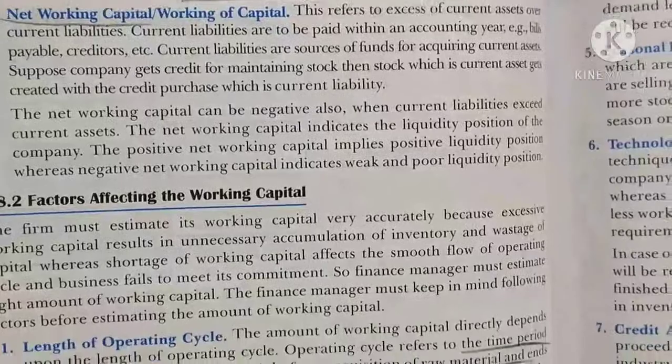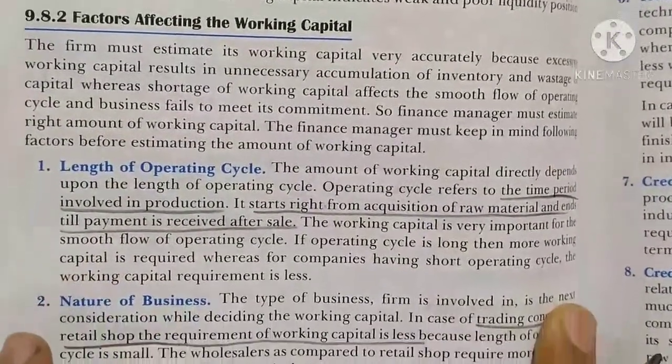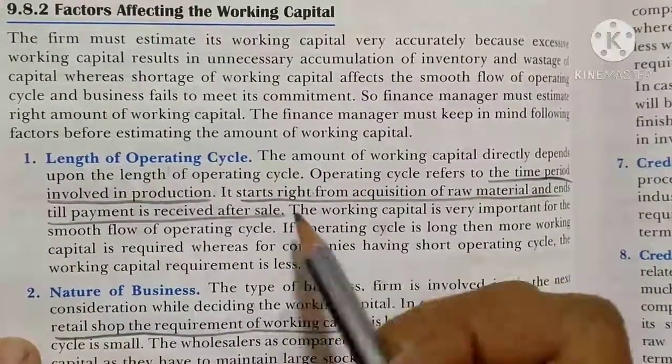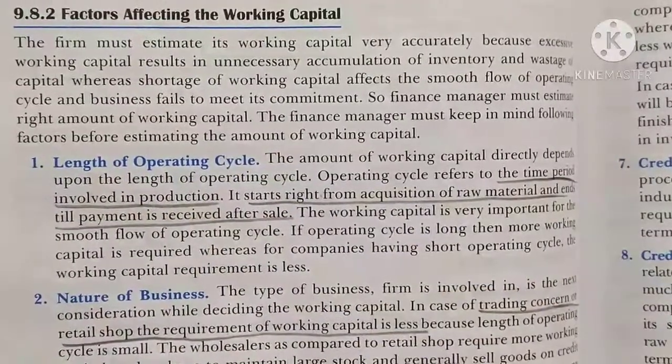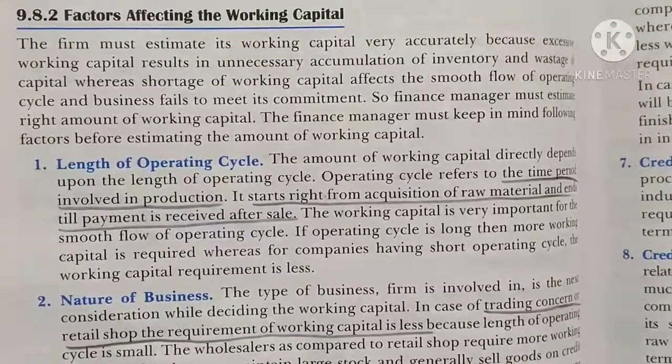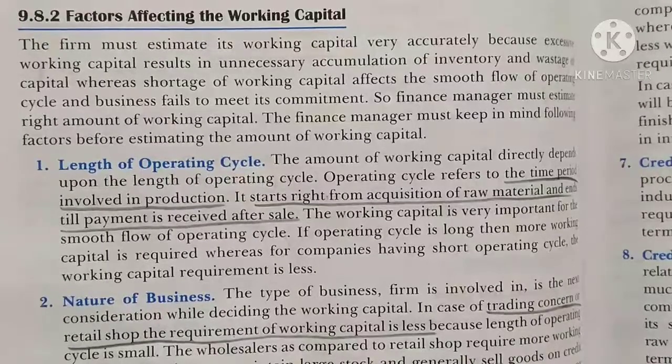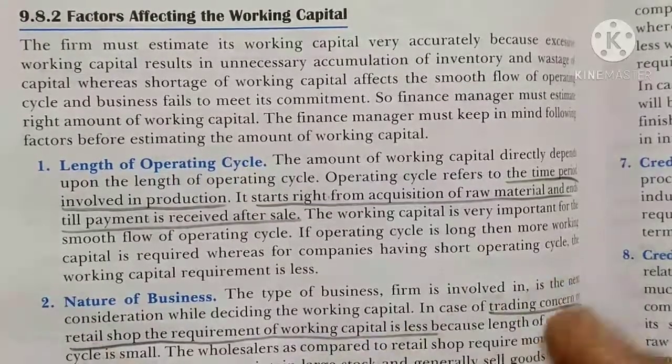Okay, now what are the factors which affect the working capital? So the first factor which affects the working capital is what? Length of the operating cycle. Now what is the meaning of length of the operating cycle? Actually, length of operating cycle means the time period involved in the process of production.